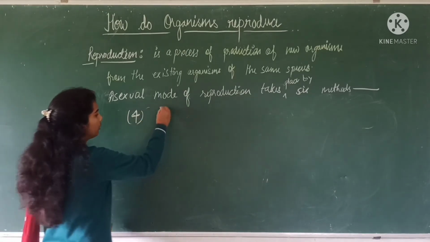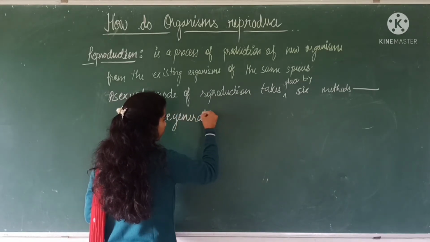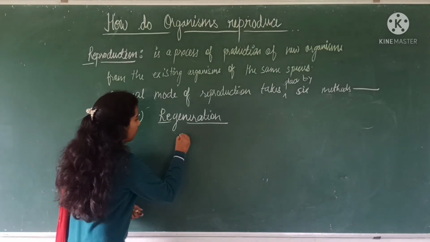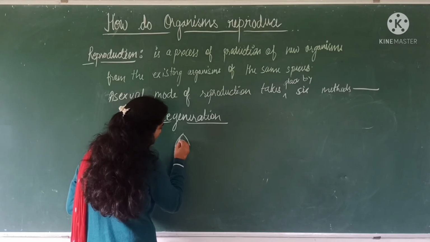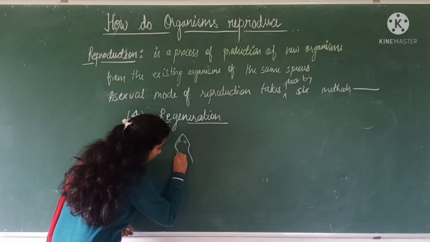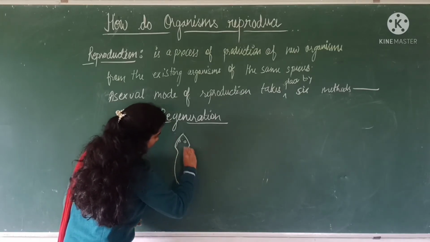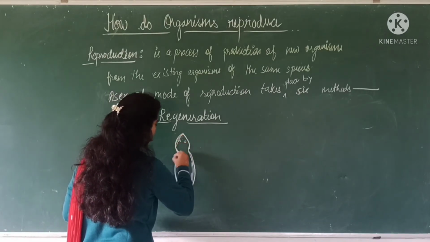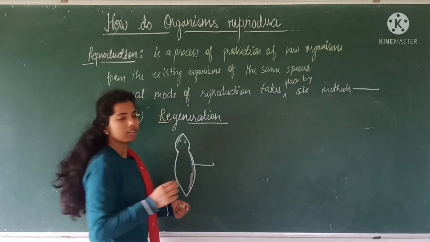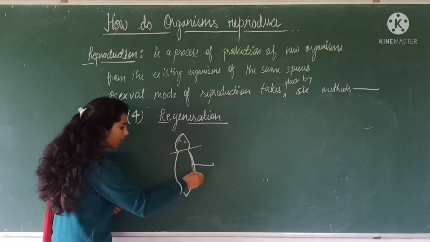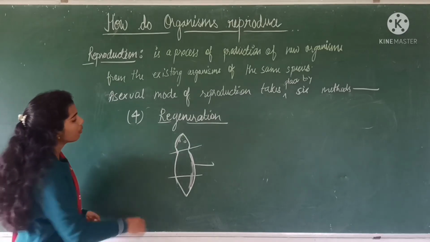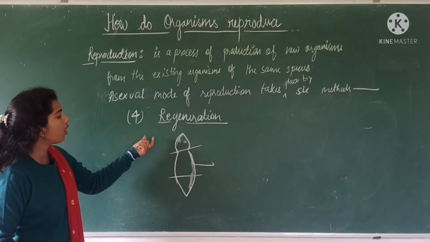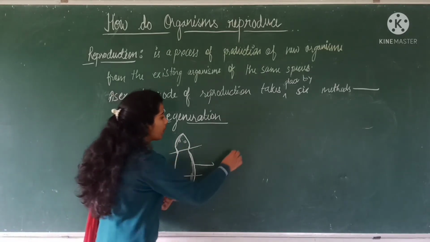Our fourth method is regeneration. Regeneration is mainly found in planaria. Planaria are very beautiful organisms. This is planaria. If we cut the body of the planaria into 3 equal halves, or 3 pieces, each part will grow into a new planaria, a new organism.